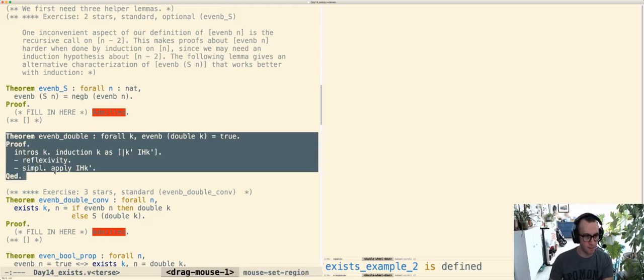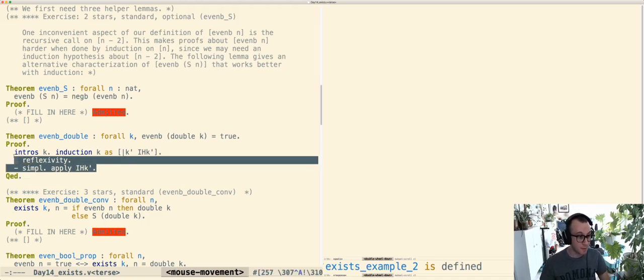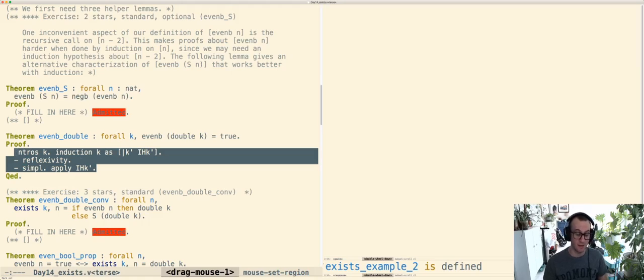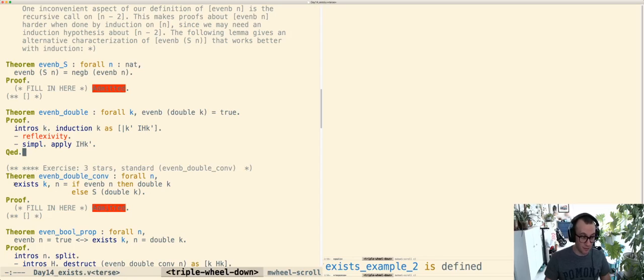Here's a straightforward theorem that the results of double are even. This is thoughtless, really, at this point. Hopefully it doesn't require much effort. You might even be able to look at this proof script and say, "Yep, checks out. Great." And then there's this very clever theorem.